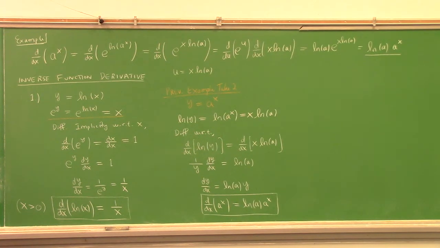So for example number 1 and take 2, in both of these cases, I called whatever I was interested in finding the derivative of y. Then I took an operation. I did something to the equation to change it to something I knew how to differentiate. For example number 1, I took the exponential of the equation. For number 2, I took the natural log of the equation. But I didn't just differentiate the original equation. I changed it a little bit so that it was something I knew how to differentiate.